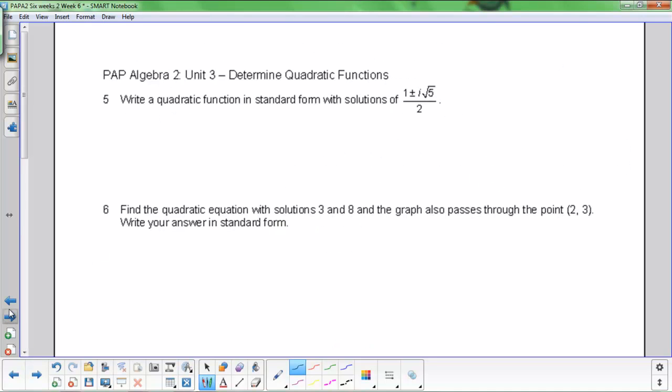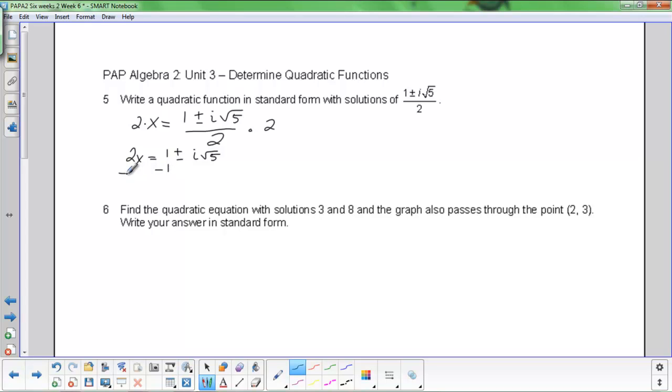The next one, a little bit more complicated, but still the same process. Don't get intimidated just because you see that fraction. It is still the same. x equals 1 plus or minus i times the square root of 5, divided by 2. This process will begin by multiplying both sides by 2. Now I get 2x equals 1 plus or minus i times the square root of 5.